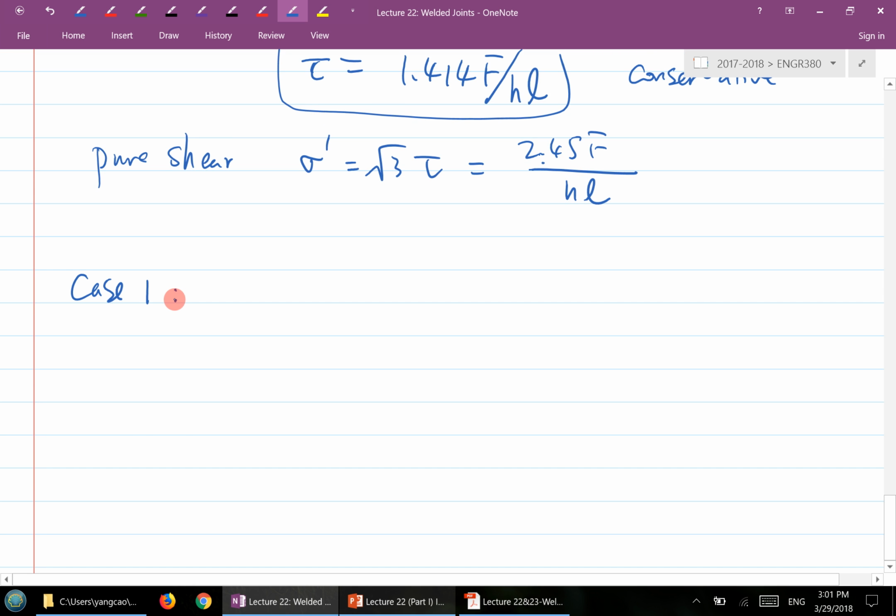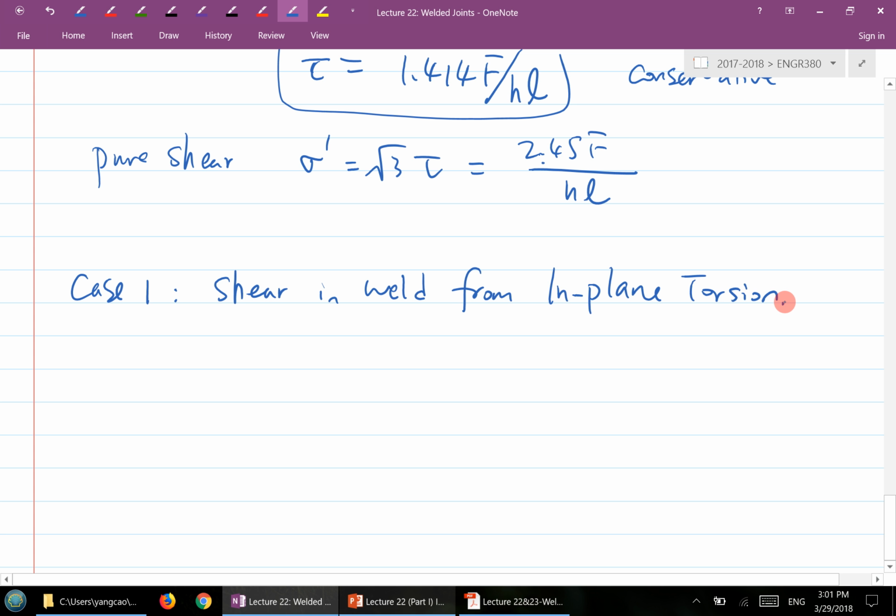Any questions so far? Okay. So let's look at the first case. This first case, I call it shear in weld from in-plane torsion. Okay, in-plane torsion.